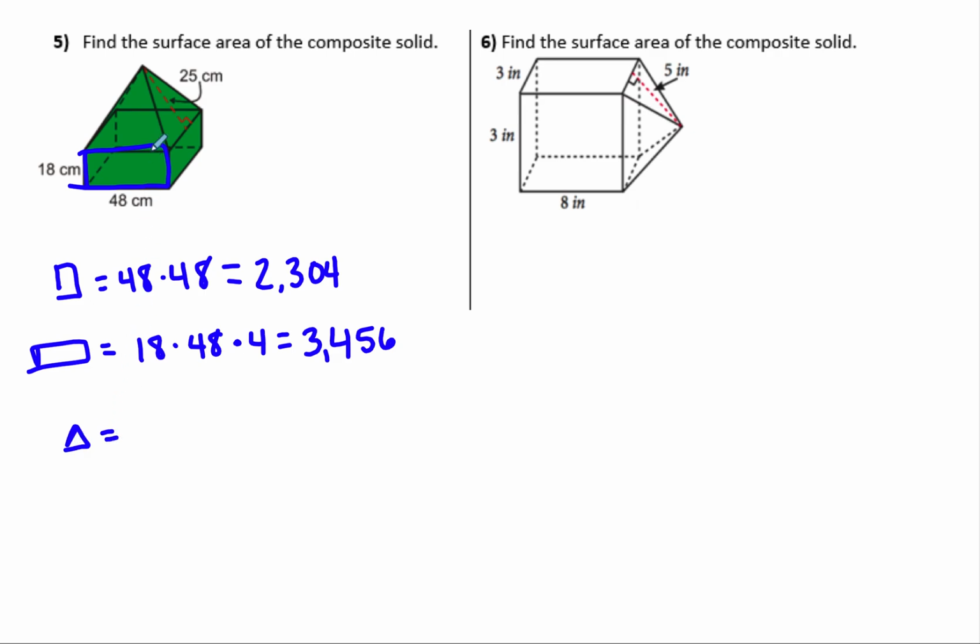And then for my triangles, here's one. This part, the slant height's 25. This part is 48. So we're going to do 25 times 48. We're going to divide by 2 because it's a triangle. And then we're going to times by 4 because there are 4 of them. So let's go ahead and figure that out. 25 times 48 divided by 2 times 4 gives us 2,400.